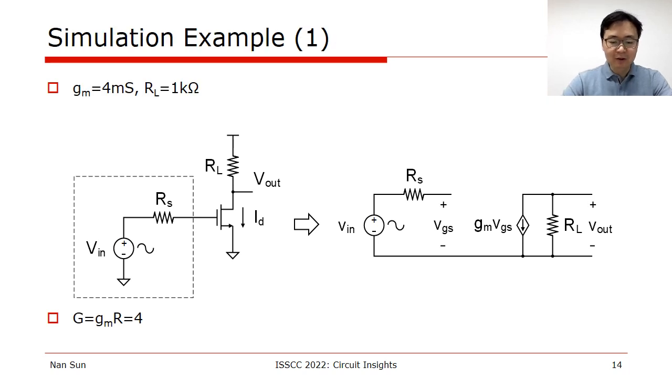So now let's take a look at an example, and here we assume that the transconductance gm is 4 millisiemens and the load RL is 1 kilo ohm. Then the small signal gain, according to our calculation, should be 4.